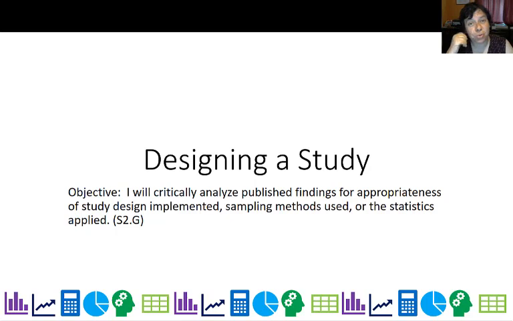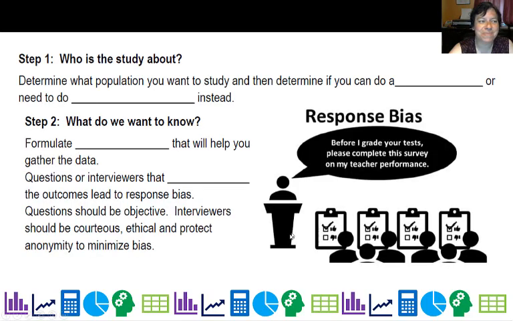And we're learning about control groups and experiments, and we're talking about designs of studies today. So, one of the first steps in a study is to know who the study is about. Determine what population you want to study, and then determine if you can do a census or just need to do a sampling. A lot of times, if you can get everyone and do a census, that's great. But there are times you don't want to do a census, like, say, for a blood test. We don't want all your blood.